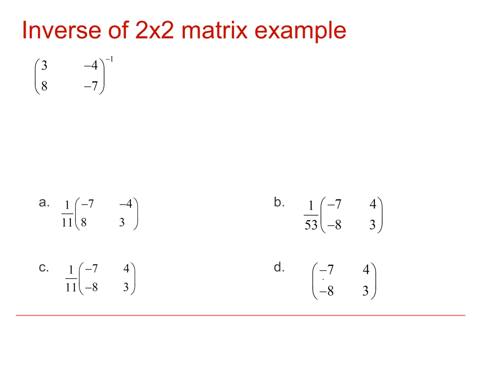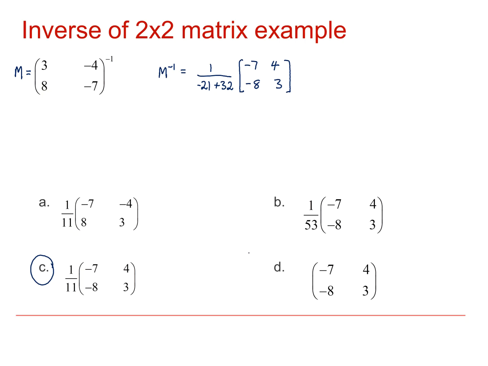Let's now put this with the swapping entries round to find the inverse. So, for this matrix M, M inverse is equal to 1 over 3 times minus 7 is minus 21, take away 8 times minus 4, so that's plus 32. And then swap the 3 and the minus 7 and change the signs of the minus 4 and the 8. And that's answer C.